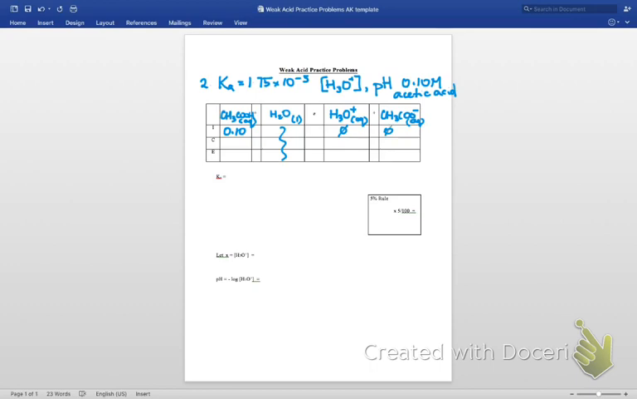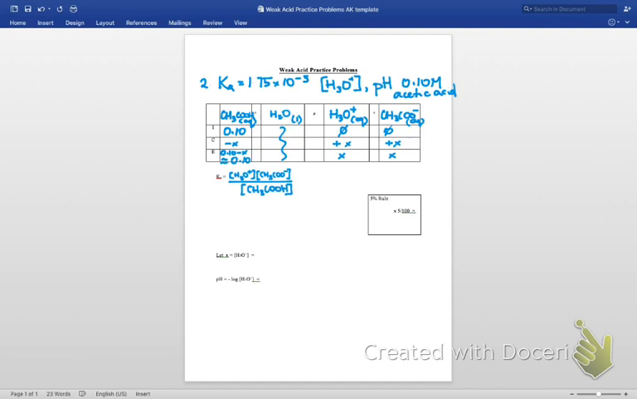The acetic acid will change by minus X, which will mean the ions increase by plus X. The equilibrium concentration for acetic acid, therefore, is 0.10 minus X. The ions are both X. Again, we're going to use the approximation that X is negligible, so that will give us a 0.10 concentration for the acid. Ka, the equilibrium expression, is going to be the concentration of H3O plus times the concentration of CH3COO minus divided by the concentration of CH3COOH.